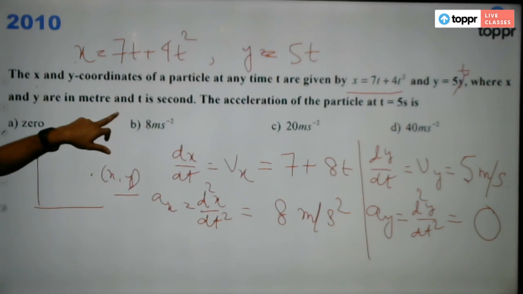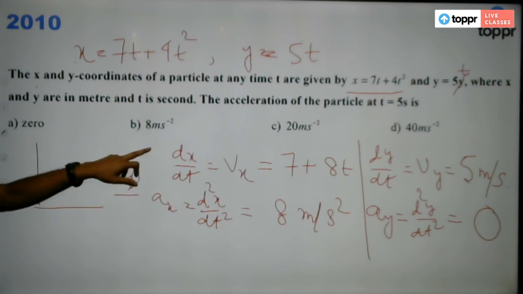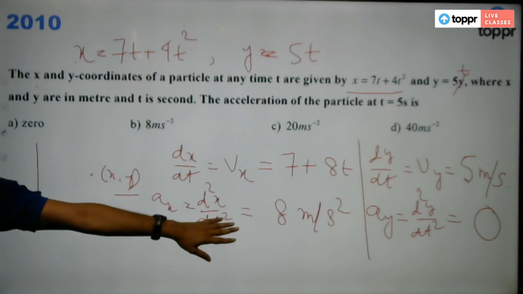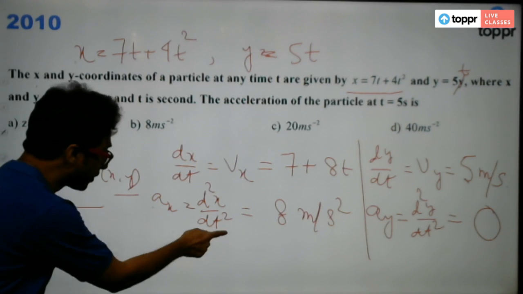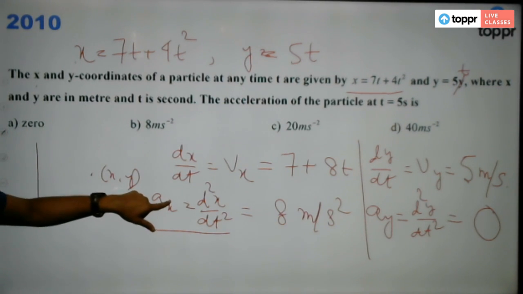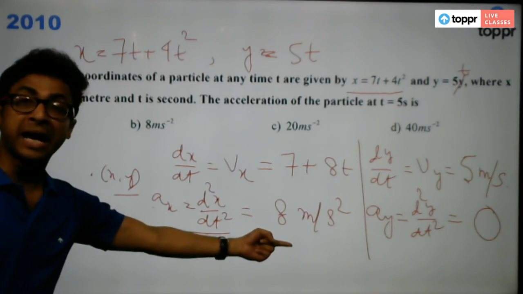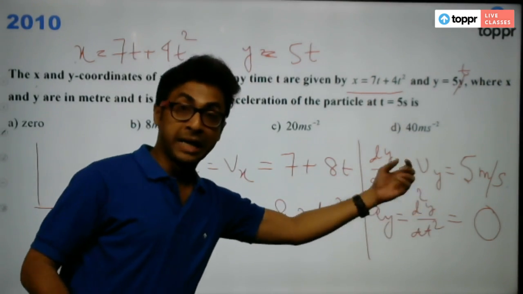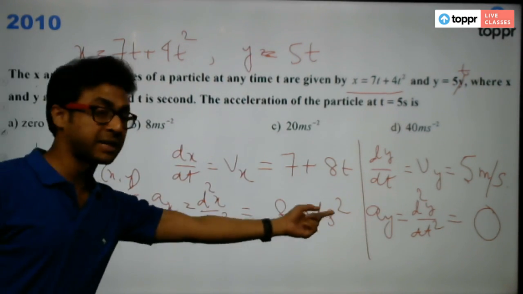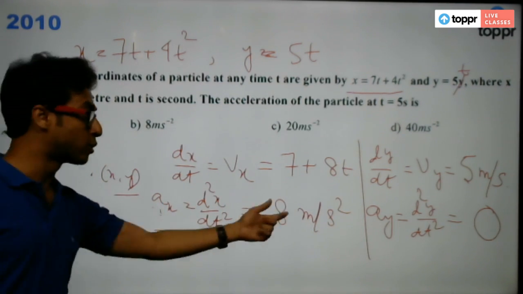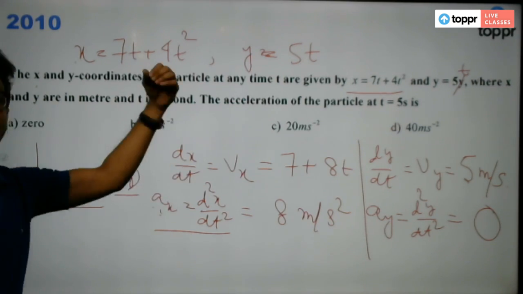So, the acceleration of the particle at t equal to 5 seconds. Very interesting. If you just find the acceleration, you will see it is just constant, and that is only along the x-axis. In ax it is a constant term 8 and ay is 0. It means the acceleration is not time varying. There is no time variable attached to either ax or ay.